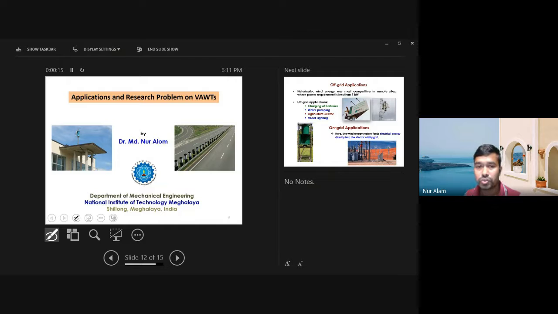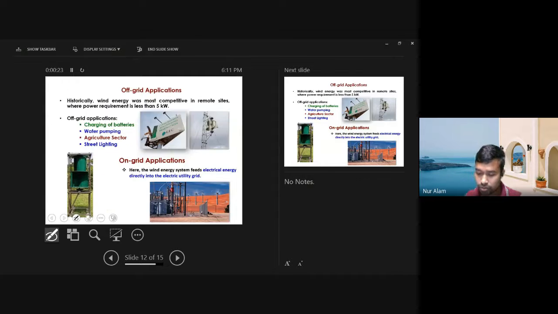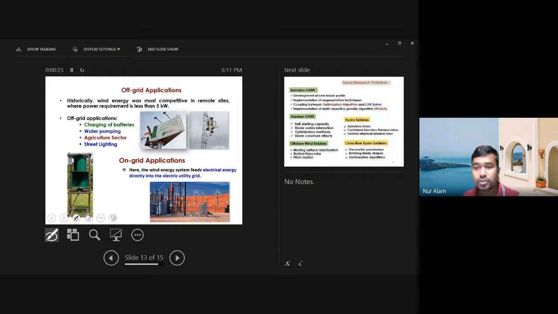Today I am going to give some introduction on application and research problem on vertical axis wind turbine. In vertical axis wind turbine, there are a lot of applications. Some of the applications I am introducing here. Then I'll give some ideas for research problems which will be helpful to you. You can proceed with these research problems. Till now no one has done these research problems, so you can directly take any of the problems and proceed with your work.